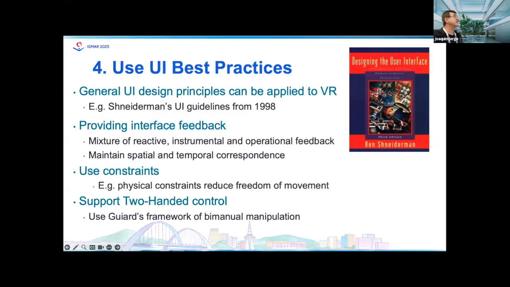That's also a good heuristic. Provide reactive, instrumental, and operational feedback so that the users know that they have changed the state of the system. And you should maintain spatial and temporal correspondence in a user interface.